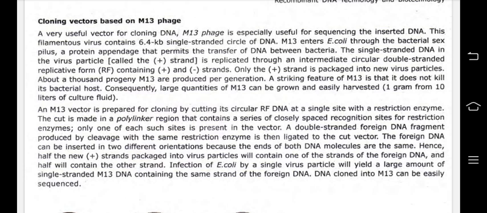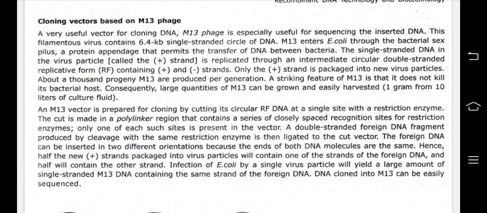The single-stranded DNA in a virus particle, called the plus strand, is replicated through an intermediate circular double-stranded replicative form, RF, containing plus and minus strands. So only the plus strand is packaged into new virus particles. About 1,000 progeny M13 are produced per generation.